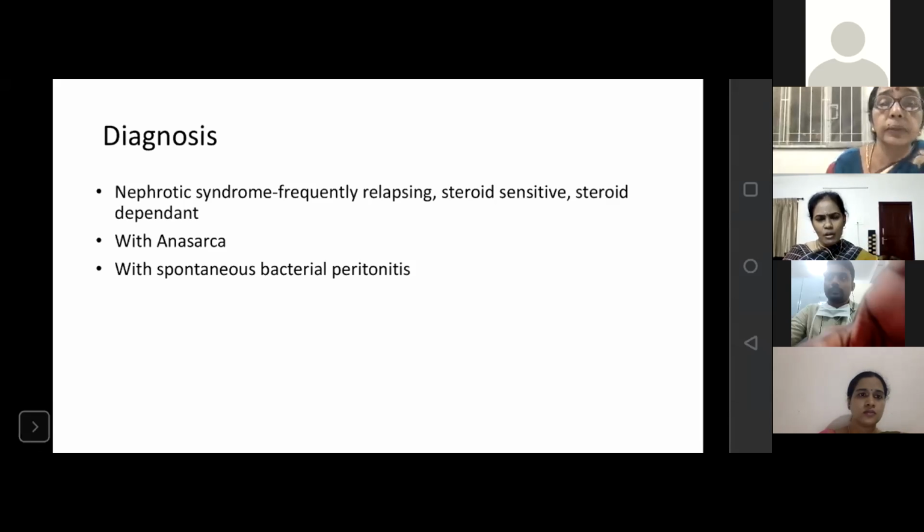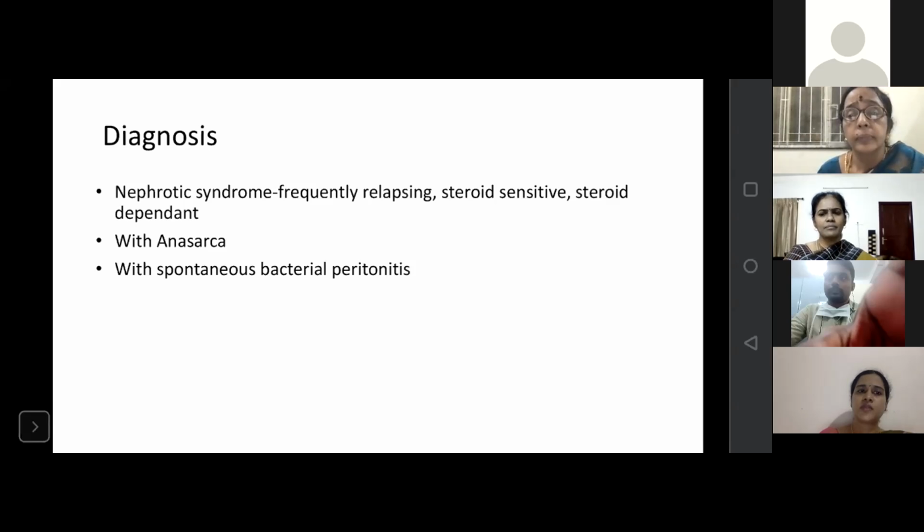Would you want to do a complement level in this child, Naveen? As this is so far very sensitive to steroids, ma'am, at this point it wouldn't add any diagnostic value, I don't think. But for completion's sake, I'll do a C3 to make sure it is normal. At this point, with infections, it may be low, ma'am. But for completion's sake, I will anyway do a C3.